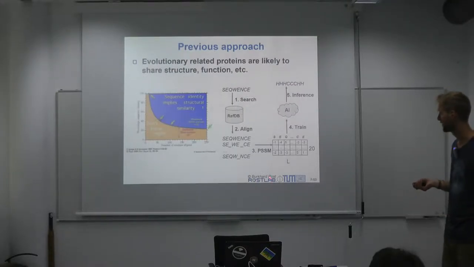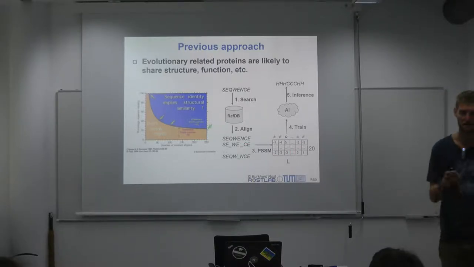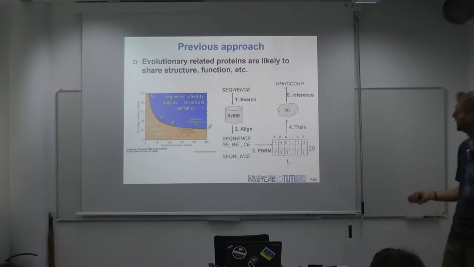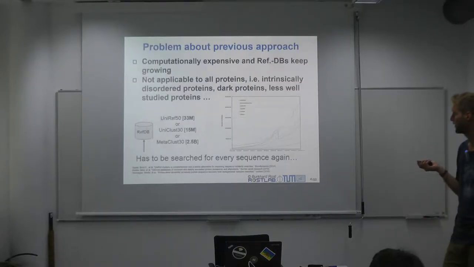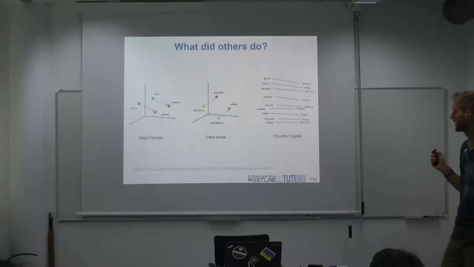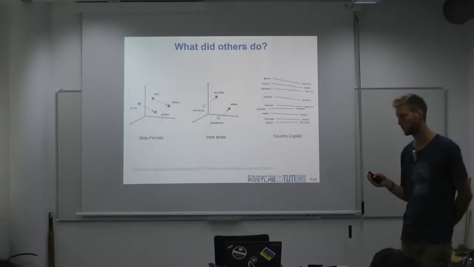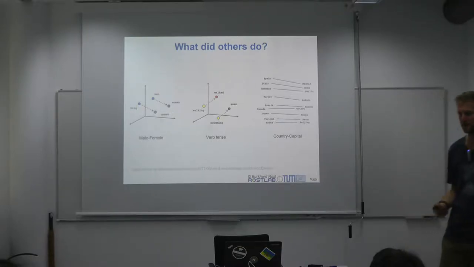And it always boils down to how do I represent my sequences, which is basically just a string of characters, in some kind of mathematical vector space. In our case, we always chose to represent them as PSSMs. But as you see these problems, we might want to choose a different way. And so we asked ourselves, what did others do who had similar problems?